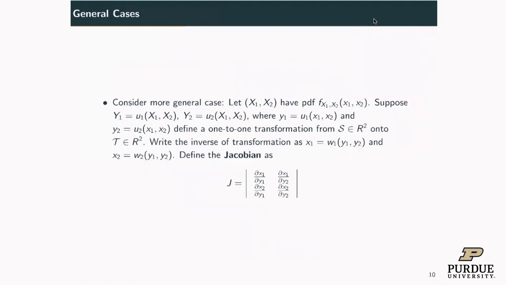Now for the general case, let x1 and x2 have a joint PDF. Suppose I have y1 is u1(x1, x2), y2 is u2(x1, x2). So this transformation is 1 to 1. I can get the inverse transformation. I can define the Jacobian. It's the partial derivative of x with respect to y. So it's ∂x1/∂y1, ∂x1/∂y2, ∂x2/∂y1, ∂x2/∂y2. So this is the Jacobian.